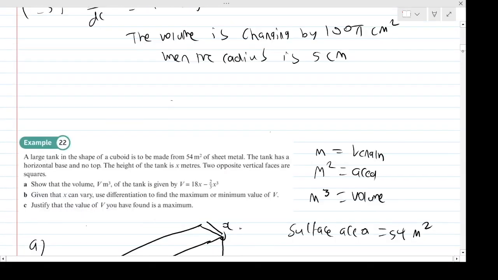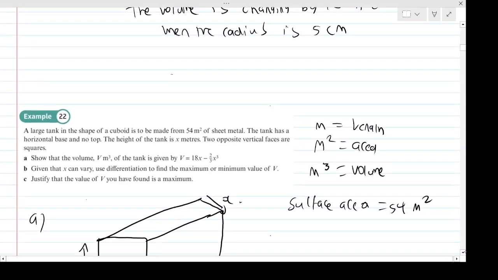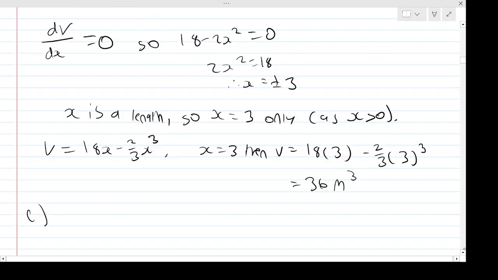Now you might be thinking, because of that, well, which is it? Is it going to be a maximum or a minimum? Or none at all? This is where part C comes in. Justify that the value of v you found is actually a maximum. How are we going to prove it's a maximum then?